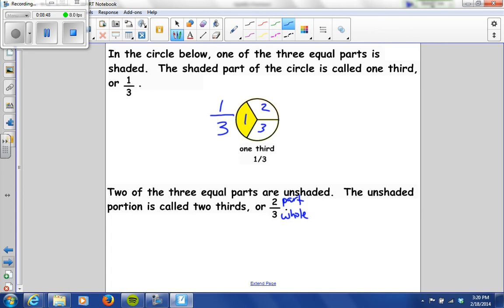In this instance, the whole is always going to stay the same because that is how many pieces would make up that part as a whole.